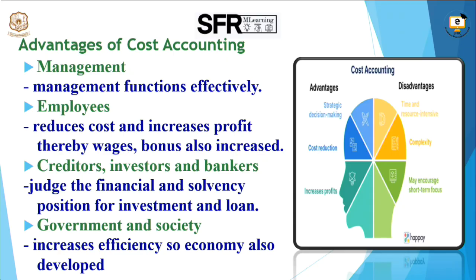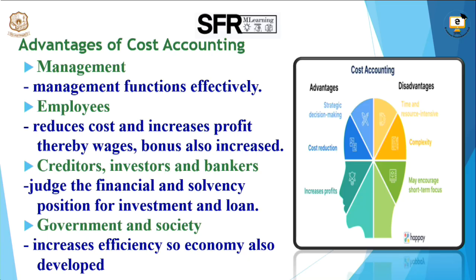Then how is it helpful to the creditors, investors and bankers? It enables creditors, bankers and investors to judge the financial position and solvency position of the concern with the help of published financial statements. So it is helpful to them for investment and loan purposes. Then how is it helpful to the government and society? Cost accounting increases the efficiency of a concern, reduces cost and increases profit. So it promotes increased profit, and it promotes the overall economic development of the country.